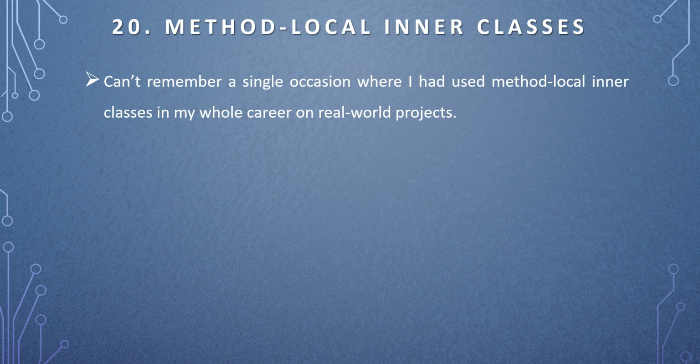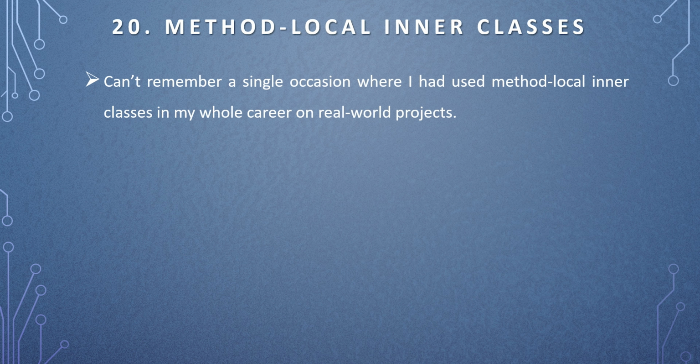I can remember a single occasion where I had to use method local inner classes in my whole career on real world projects. Maybe I never got into such a situation, but more like I firmly avoid them. As you already know, I'm not a fan of using inner class design in general. Especially, method local inner classes always seemed like a very odd design to me and I believe such design is not an ideal one. Okay, you might ask then, why do we need to learn about method local inner classes?